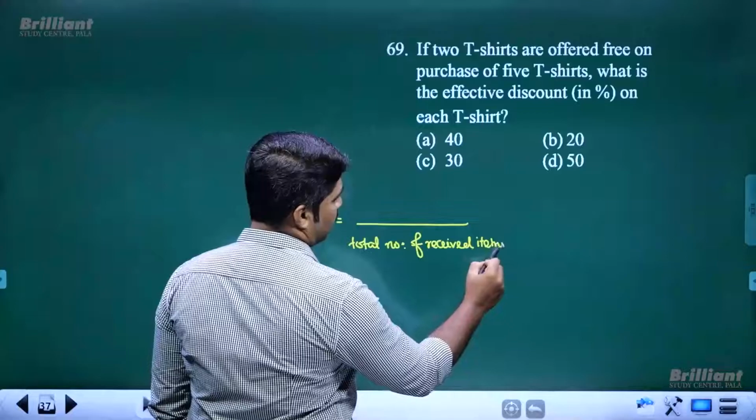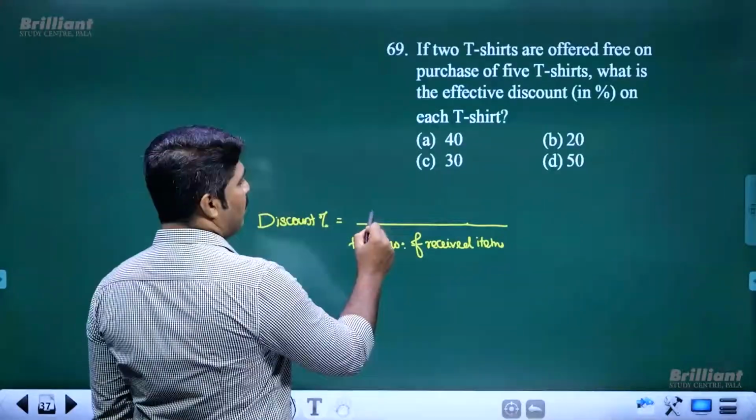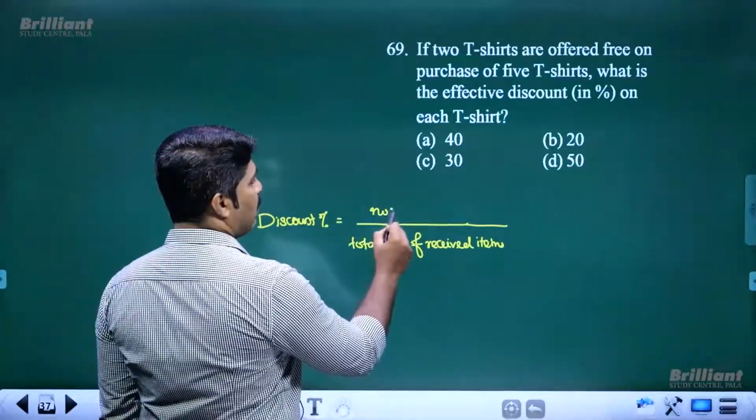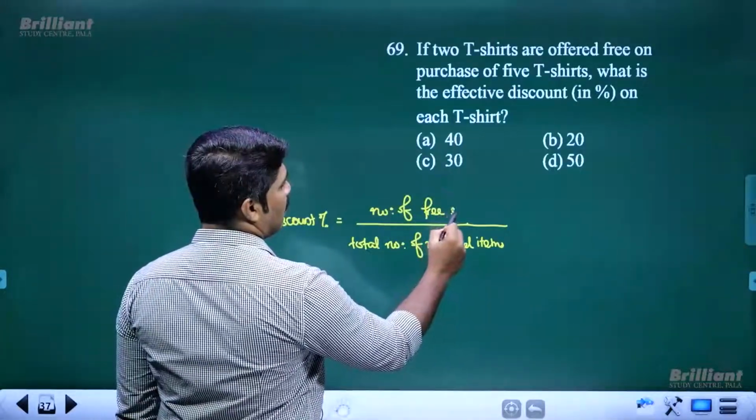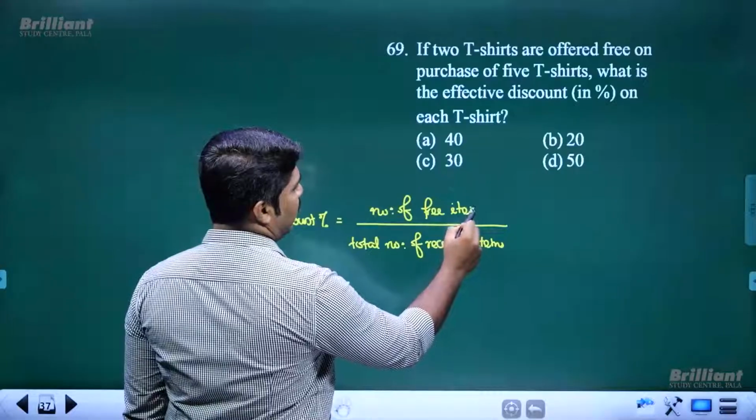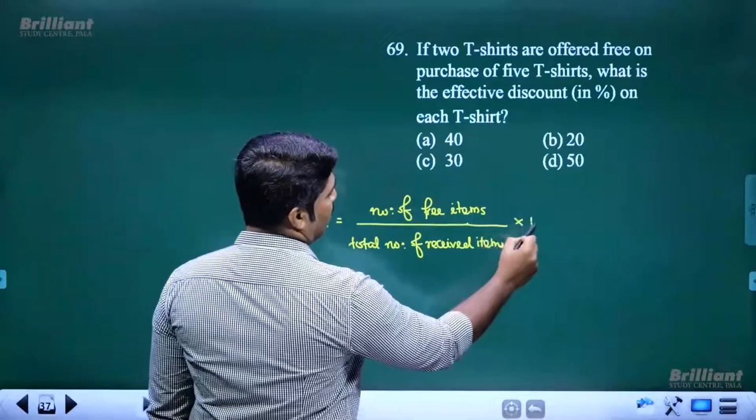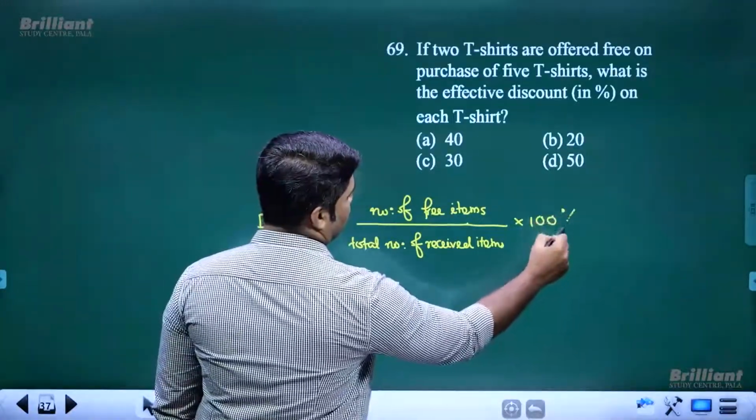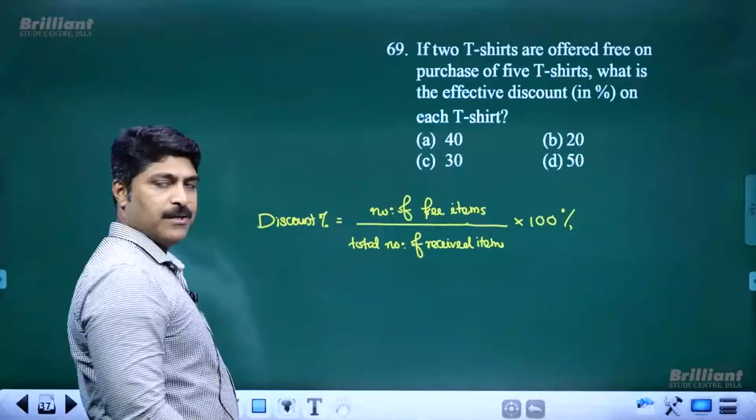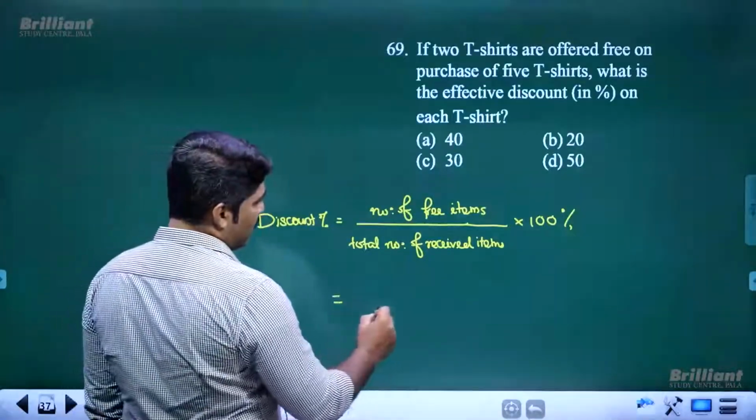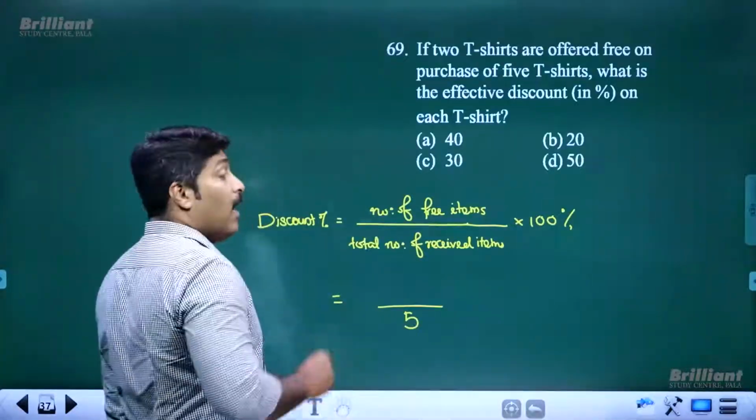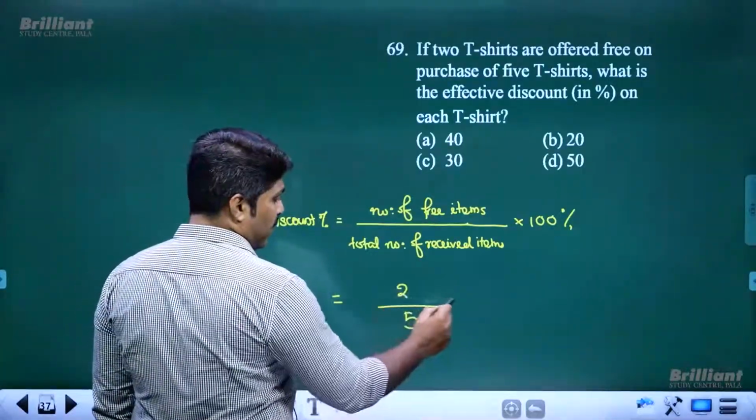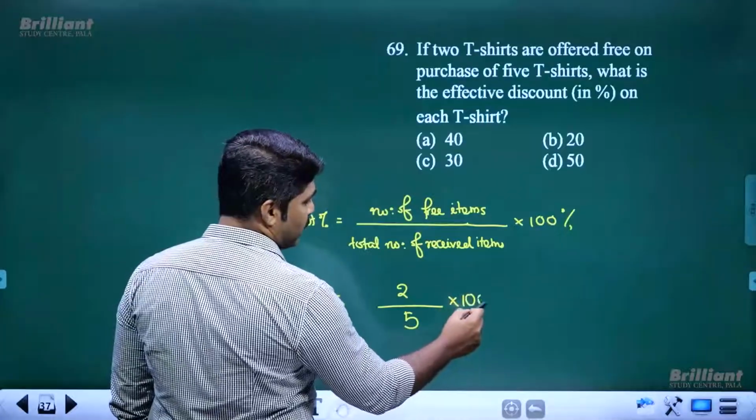Received items, and the number of free items. This way, we can develop a result for finding the discount percent in such a situation. Here the total number of received items means he received a total of 5 t-shirts. Out of these 5 t-shirts, 2 are free. This is how we have to understand it.